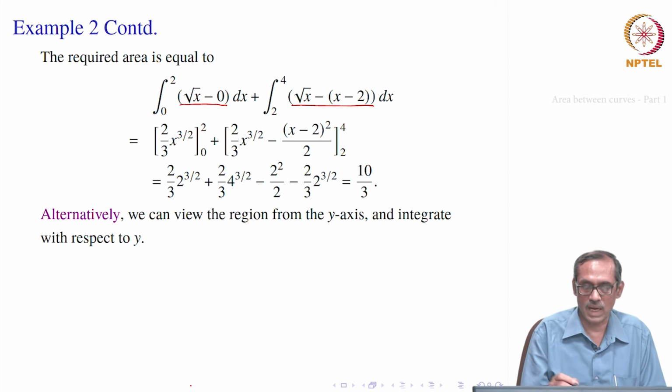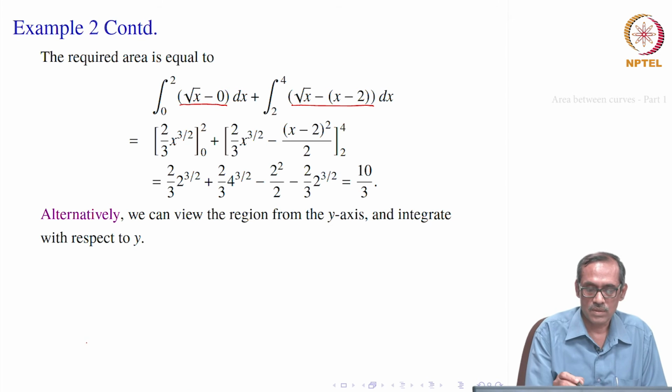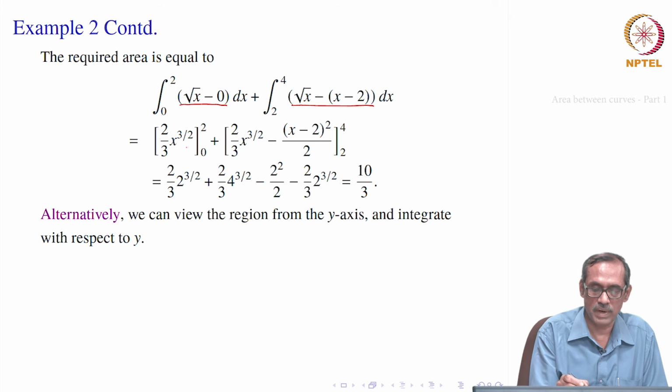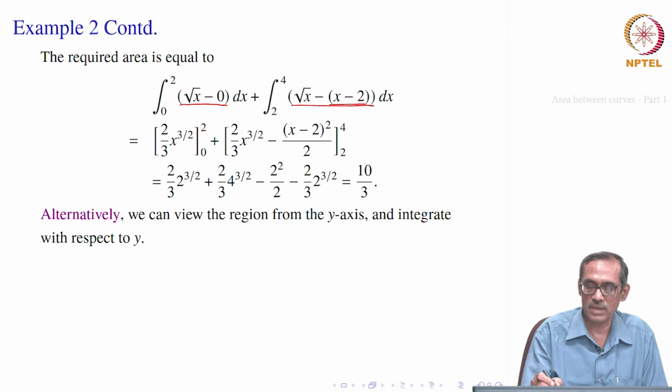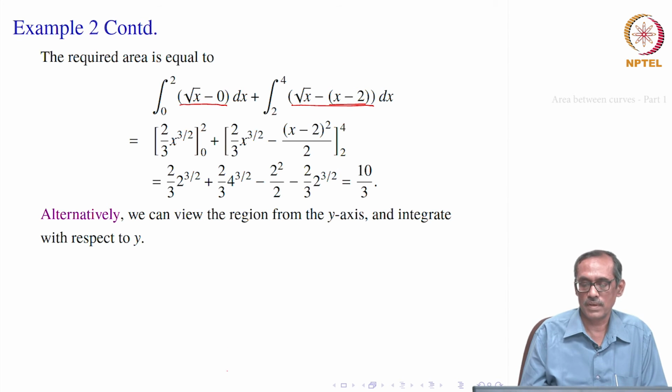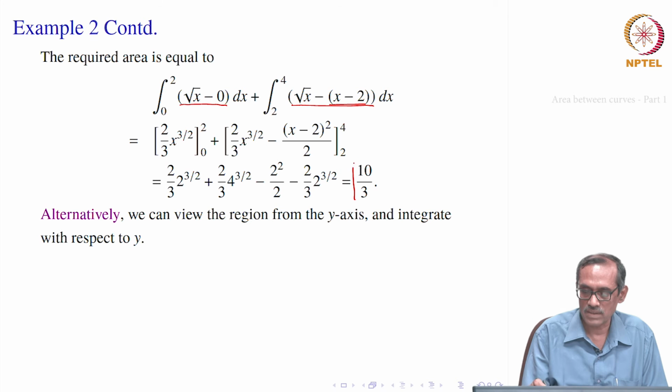So, this step is crucial. After that it is the usual computation with the integrals. Now when you take x to the power half, that gives x to the power 3 by 2 divided by 3 by 2, which is 2 by 3, and that is to be evaluated at 0 and 2. Similarly, for the other one, root x gives 2 by 3 x to the power 3 by 2, and for x minus 2 it is x minus 2 whole square by 2, and the whole expression is to be evaluated at 4 and 2, and then subtracted. So, we do that and we get the answer as 10 by 3.